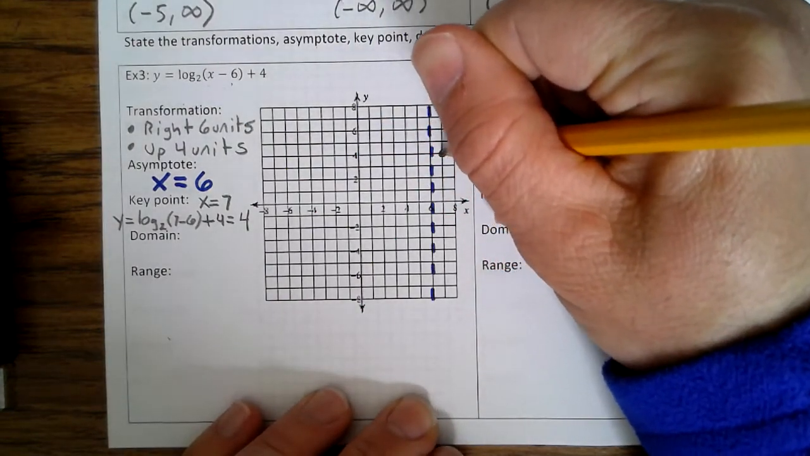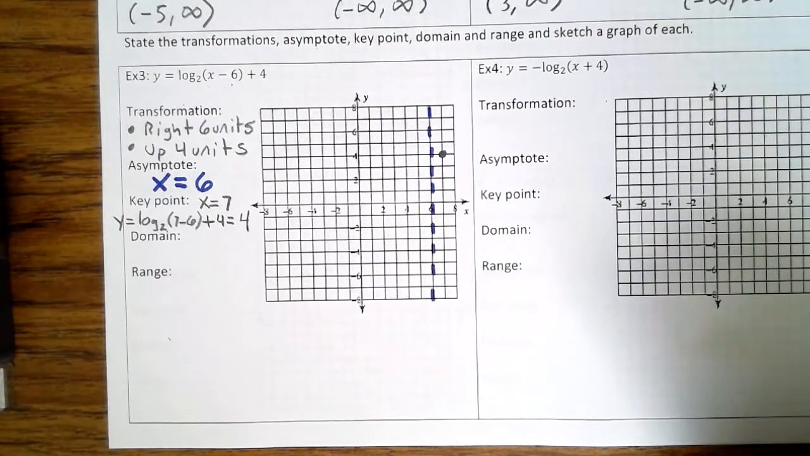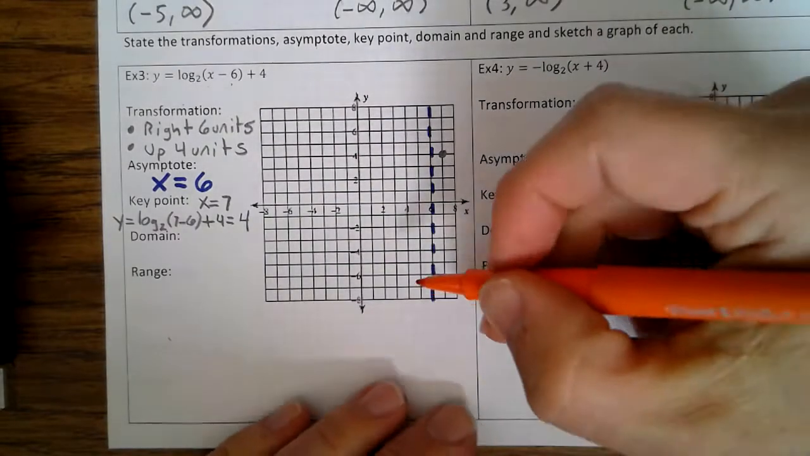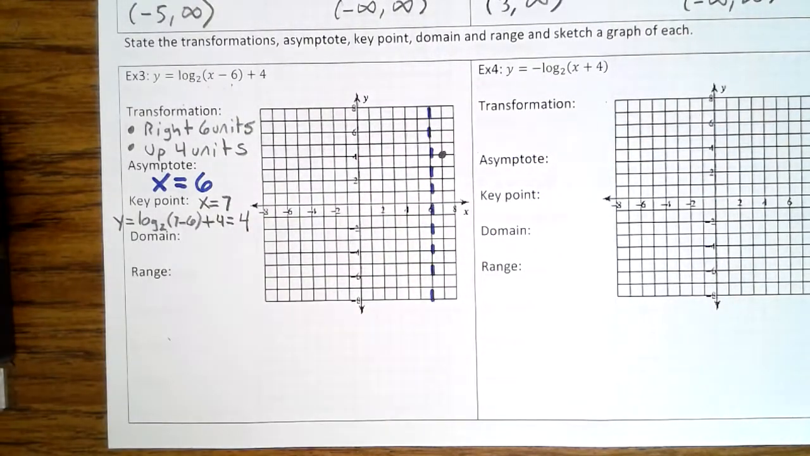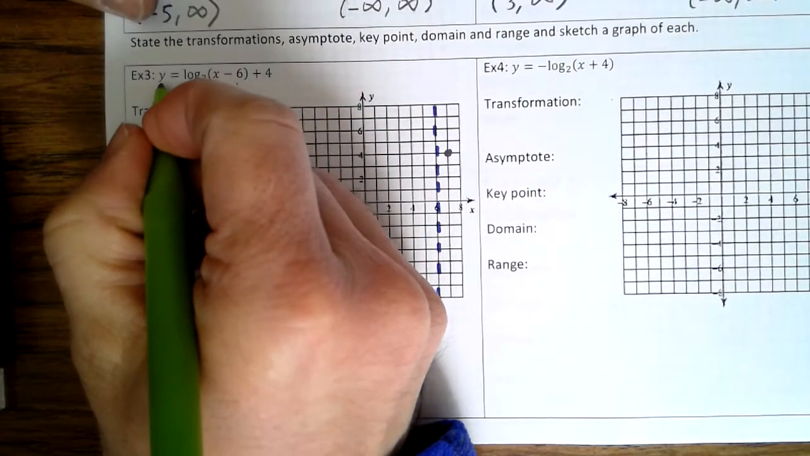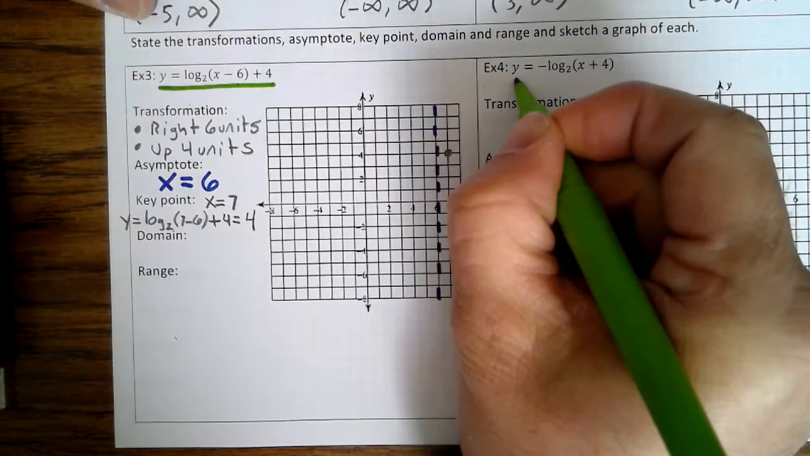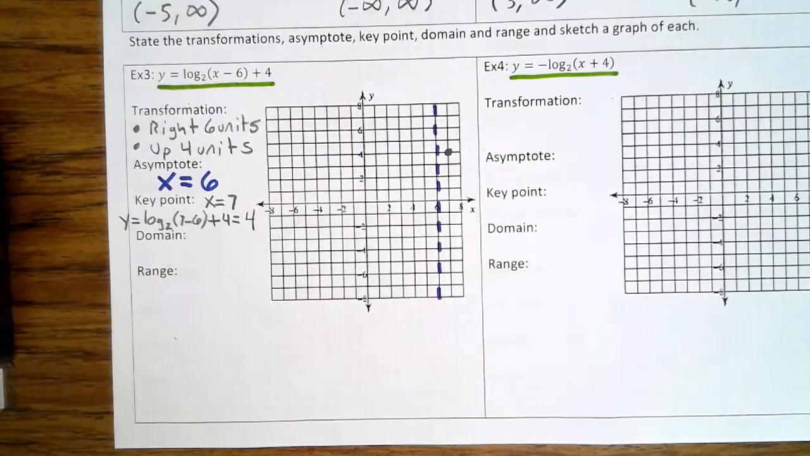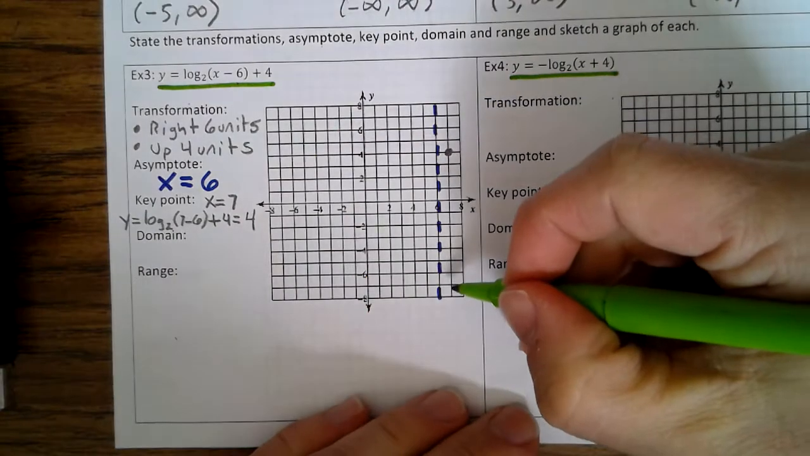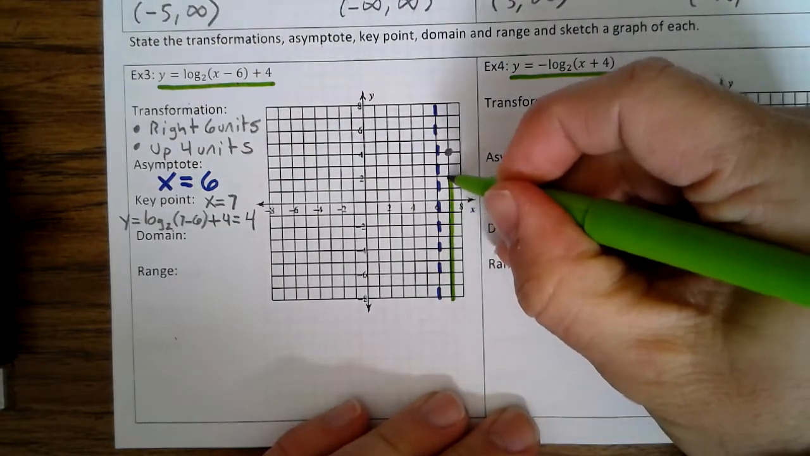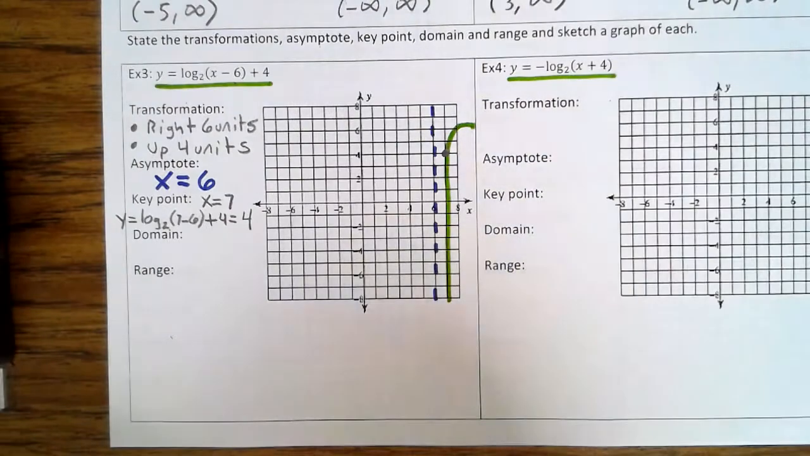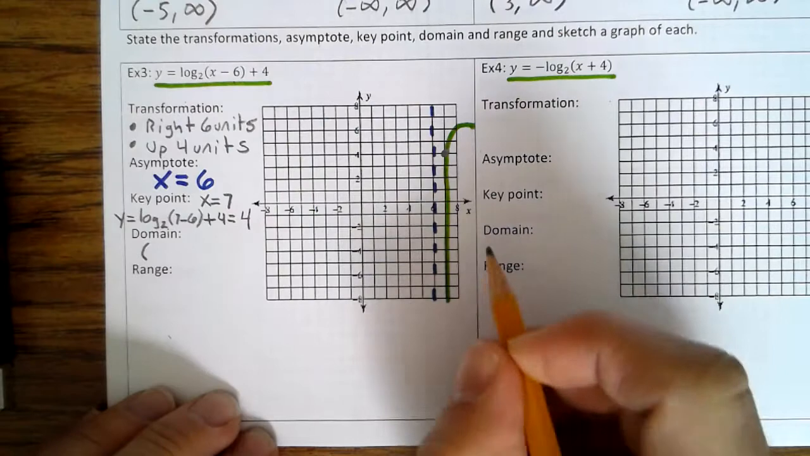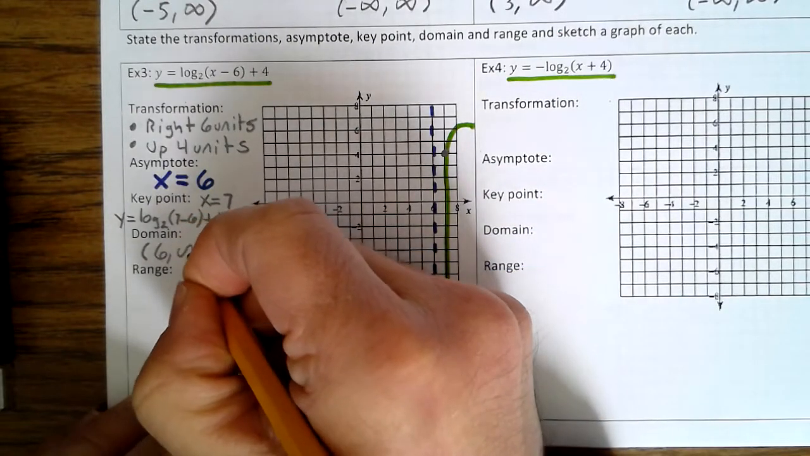So we know our logarithmic curve. And keeping with the log, I'm going to do the log in green and the exponential in orange. Okay. Now, domain is from 6 to infinity, and the range is from negative infinity to positive infinity.